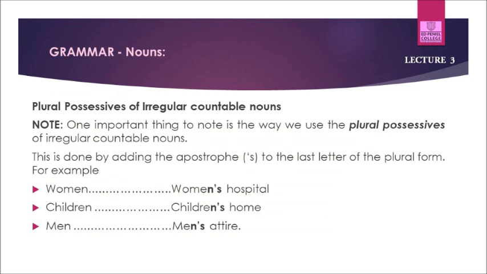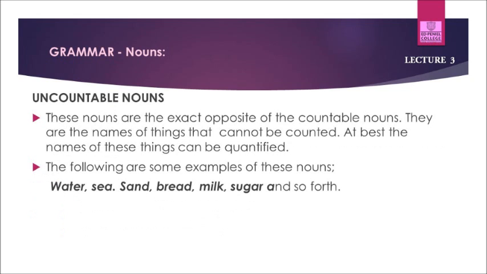We should take note of how we form the possessive of these irregular countable nouns. For example, when you want to say something that belongs to women, you say women's hospital. So the apostrophe s comes after the last n. The same applies to child. We have children and children's hospital. We have men and men's attire. You can't say men's without the apostrophe. It is wrong to say that. So take note of that particular example.